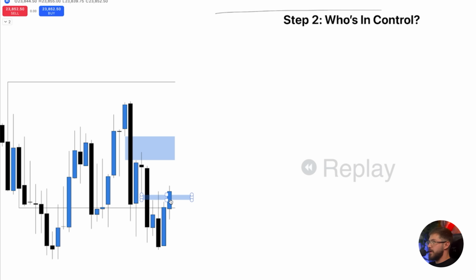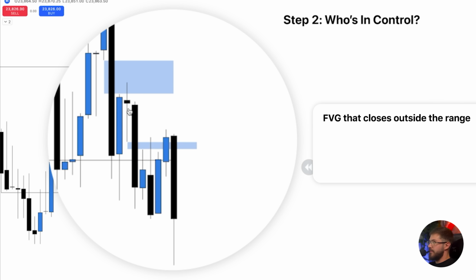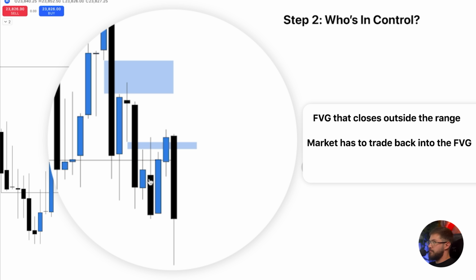If you would have taken a trade based on this candle, you would have likely gotten stopped out. So the market has now traded back into that fair value gap. And what are we waiting for? A candle engulfing. And as you can see, we got that with this candle. So again, just to recap, we have to have a fair value gap that closes outside of the range, meaning one of the three candles has to close outside of the range. The market has to trade back into the fair value gap, and then we need an engulfing.